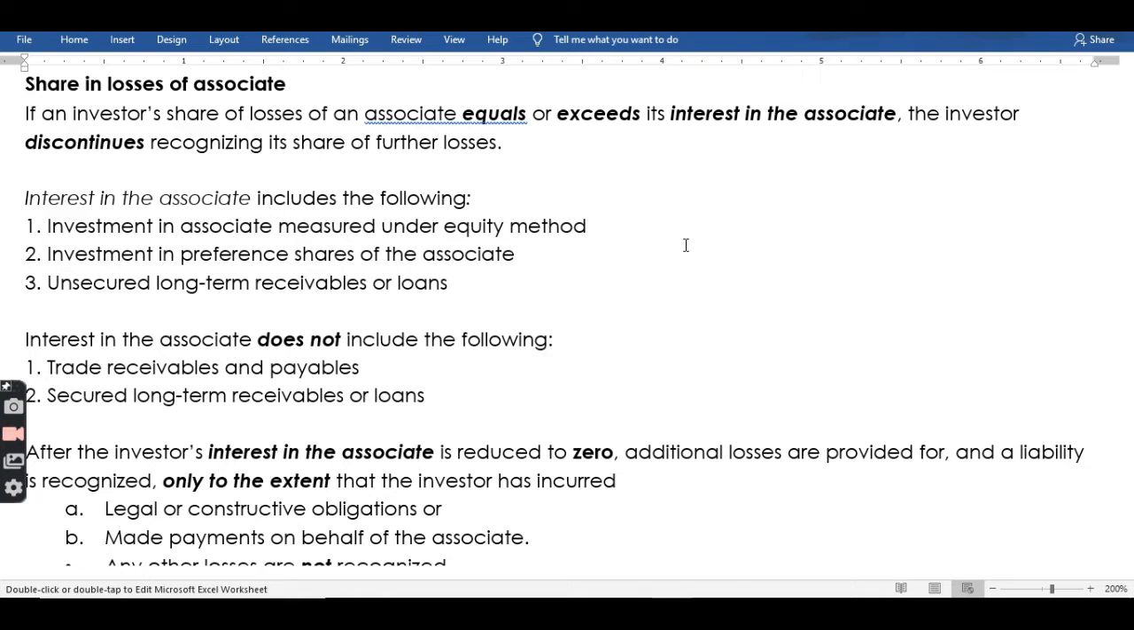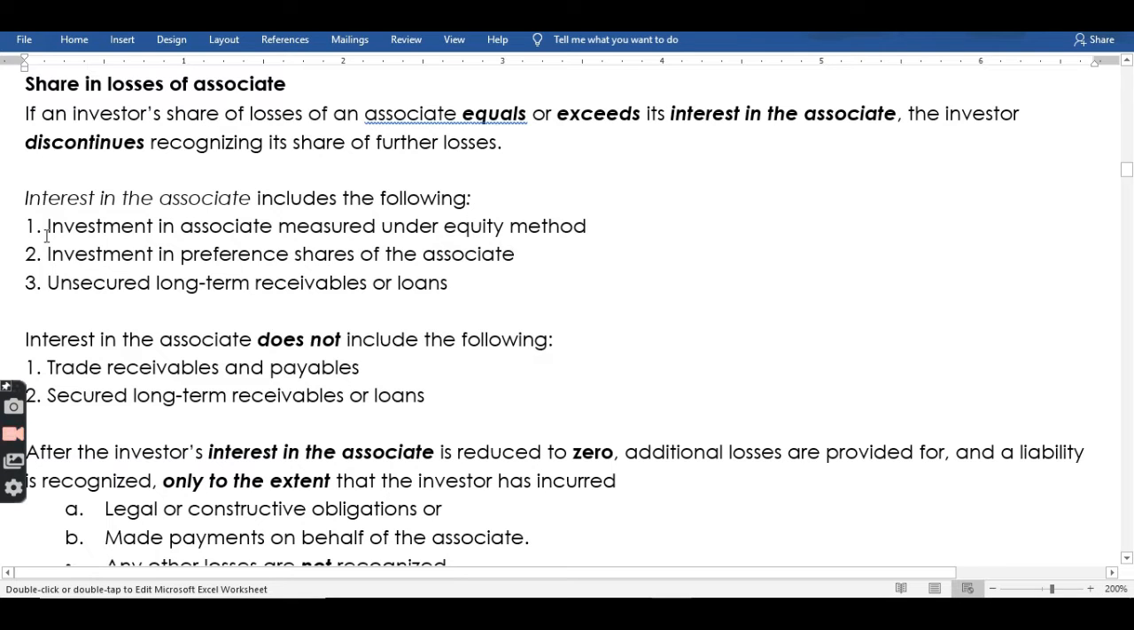Kapag naman nalulugi or nagkakaroon ng loss yung ating associate, kailangan nating i-recognize din yung losses. Okay? Pero may limitation yan. As provided by the standard, if an investor's share in losses of the associate equals or exceeds its interest in the associate, the investor discontinues recognizing its share of further losses. In other words, hindi na tayo gagawa ng journal entry, i-disclose na lang natin yan.